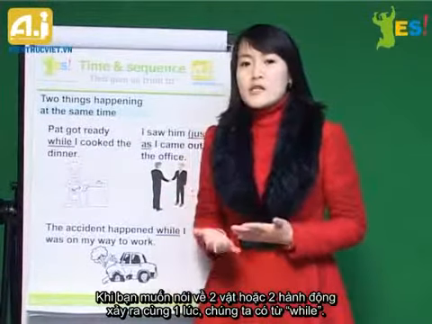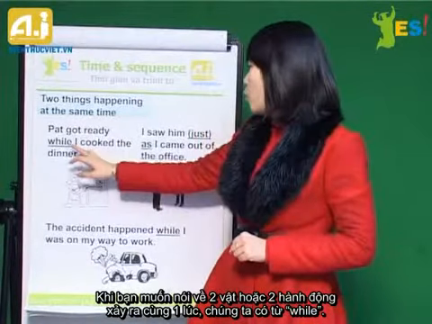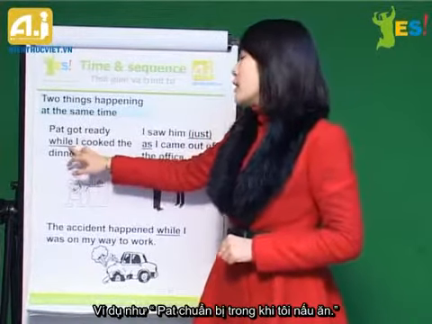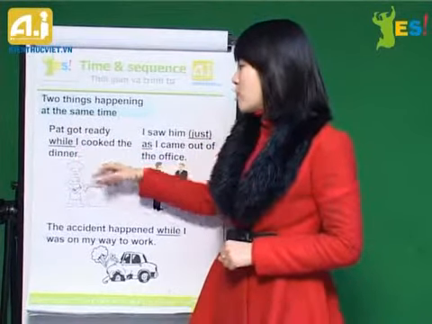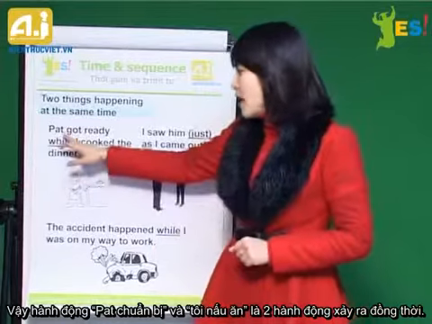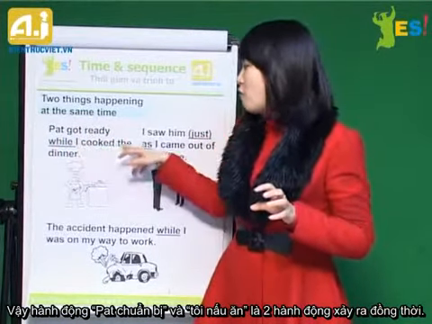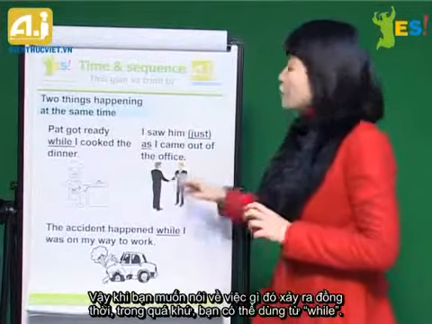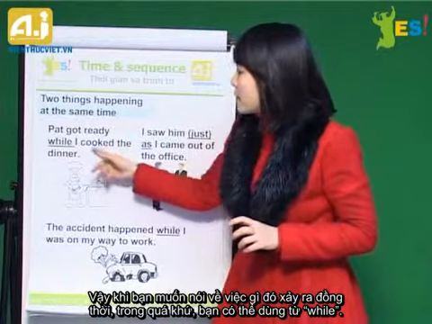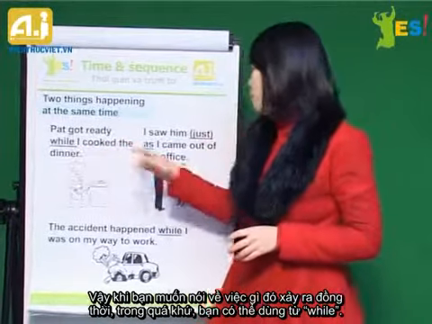When you want to express two things or two actions that happen at the same time, then you have the word while. For example, Pat got ready while I cooked dinner. So it means that Pat was getting ready and the action of me cooking dinner, two actions happen at the same time. So that's when you describe something that happened in the past at the same time, and you can use the word while.